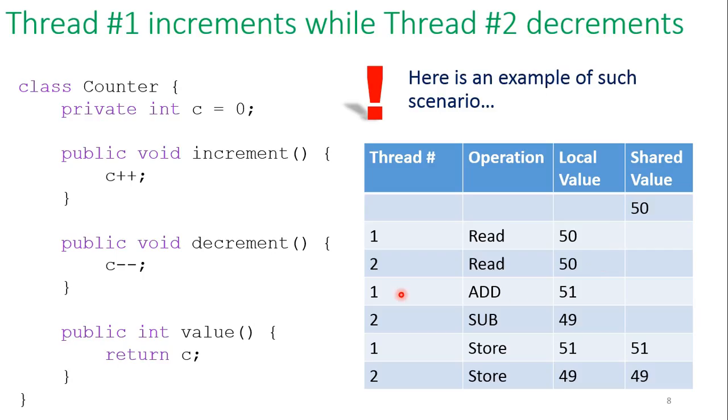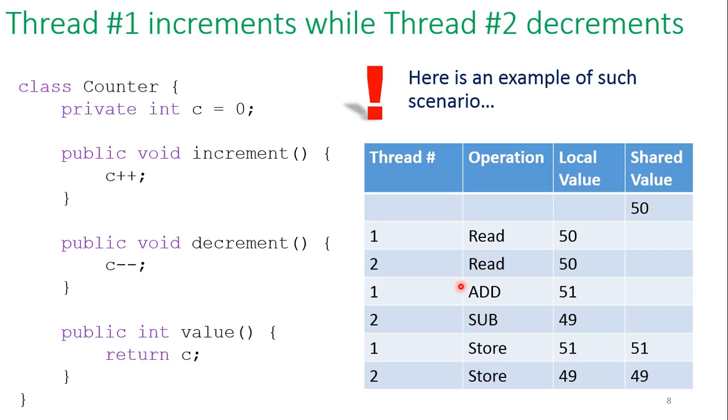Then we switch back to thread number 1. When we switch back to thread number 1, now thread number 1 is going to execute the add part of its operation. So it takes whatever it read from the shared field, for value 50, it adds 1 to it and stores the result inside its local register. So we have 51 here inside the local register.